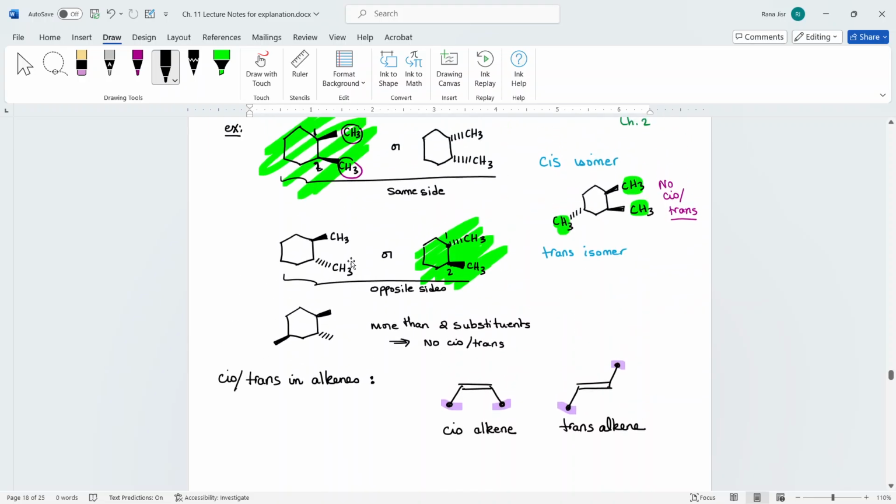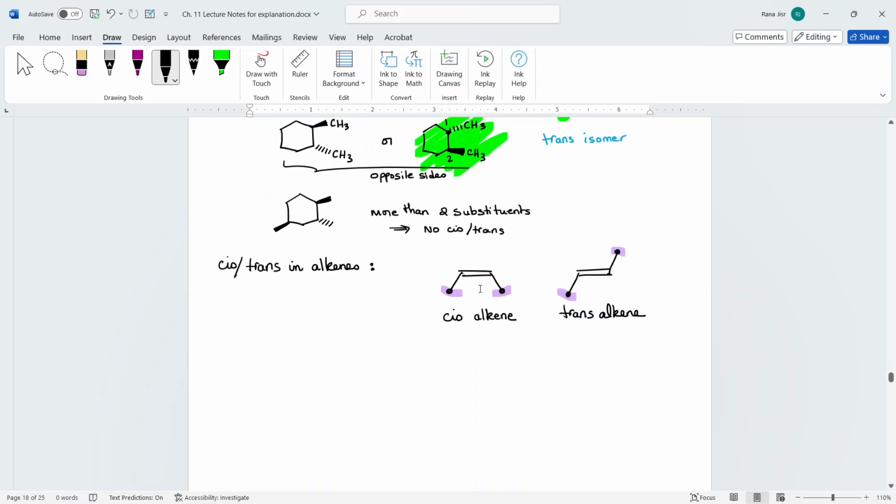So cis and trans can exist in cycles. Another way that you can also write cis and trans is around the double bond. So two ways that cis and trans exist: they exist in cycles and they exist in alkenes. And if they exist in alkenes, the groups need to be the same. If you show them on the same side, then this is going to be a cis alkene. And if you show them on opposite sides, then this is going to be a trans alkene.